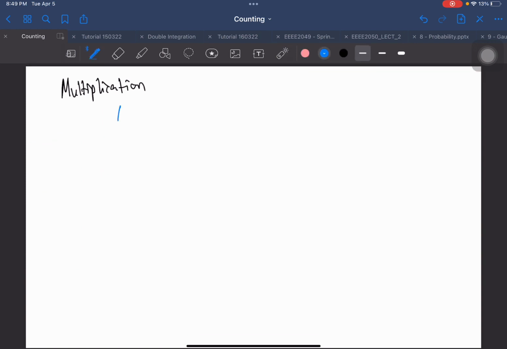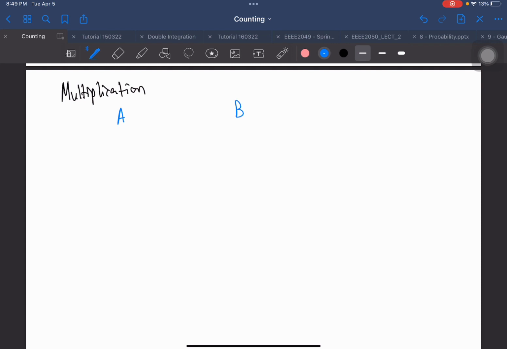First, if there are two events A and B, where B occurs after A, and for A there are 5 possible ways of occurring, and for B there are 3 ways. How many ways can these two events occur? Okay, so the number of ways is 5 times 3.